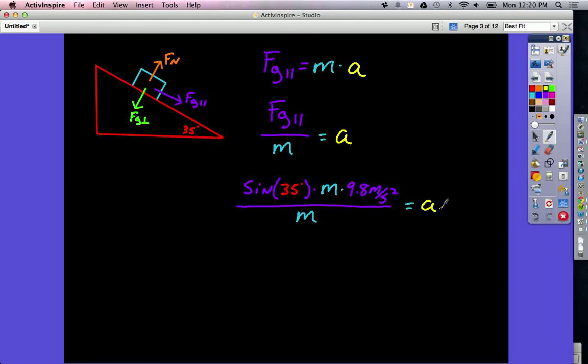Now we know the mass of this block, it is 7 kilograms, but something which is kind of interesting is we actually don't need the mass of the block. The mass of the block will cancel. So it doesn't matter if the block is 7 kilograms or 150 kilograms, it's going to have the exact same acceleration down this hill. And when I plug sine of 35 and times 9.8 into my calculator, what I will get is an acceleration of 5.6 meters per second squared.